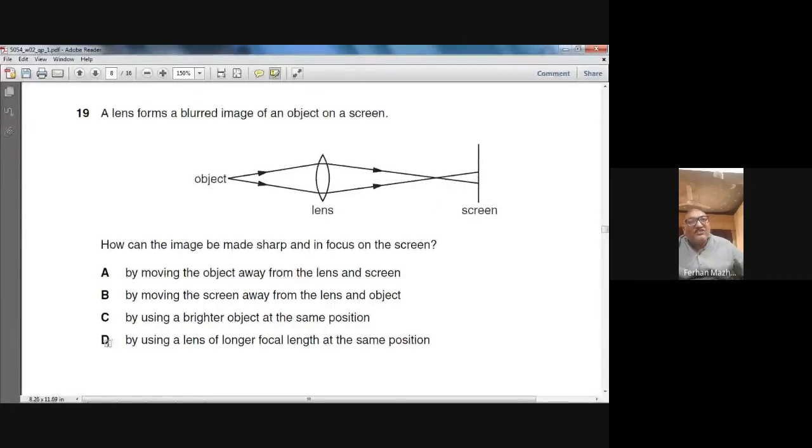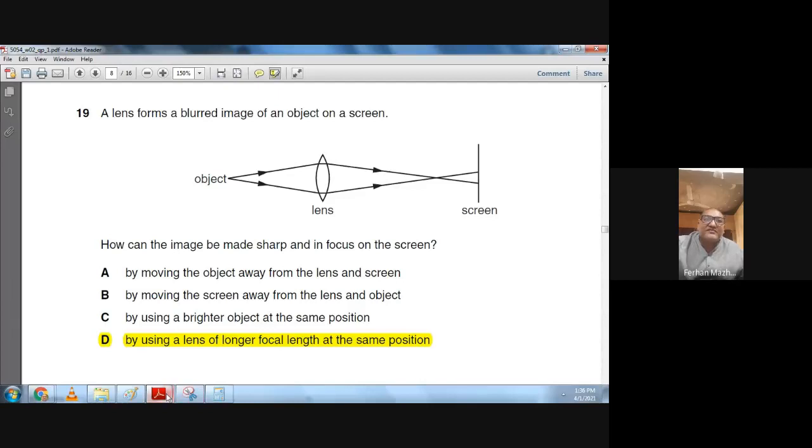So it's a little tricky question, not an easy one. D is the choice. Question number 19, D is the right choice.